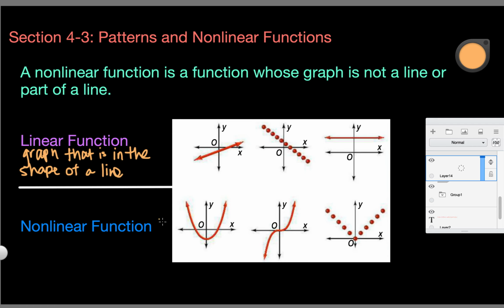Okay? Now, on the flip side, a nonlinear function is a graph that is not a straight line. So we can write under here: a graph that is not a straight line.